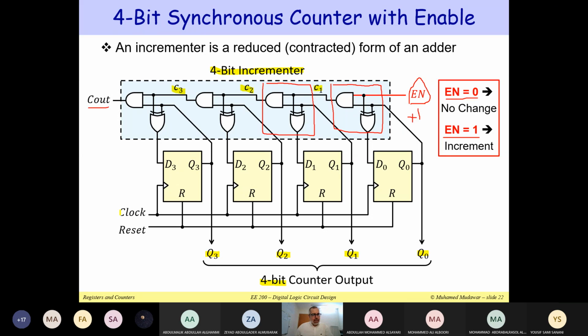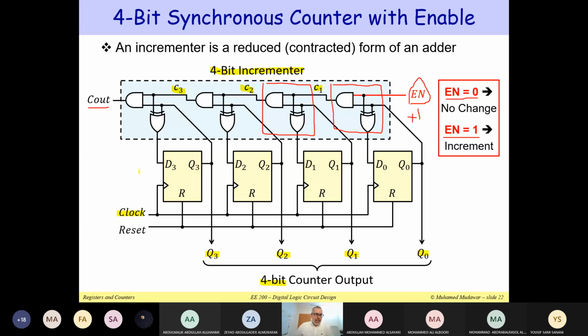But remember that all of these delays are within a given clock cycle. At the same edge of the clock, all the flip-flops are going to change at the same moment in time. Let me explain this again. C1, C2, C3, all of these are going to change within a clock cycle. Because we are propagating these carries, the delay is going to increase in the 4-bit incrementer, but that's a combinational circuit.